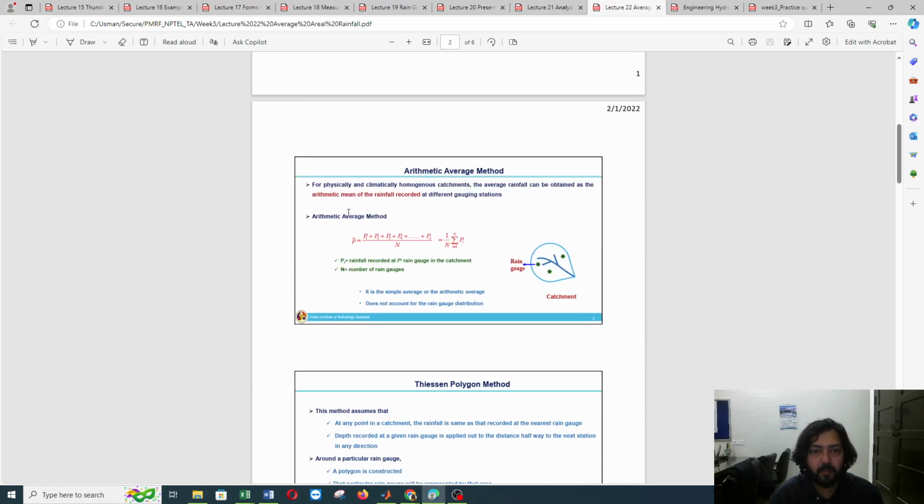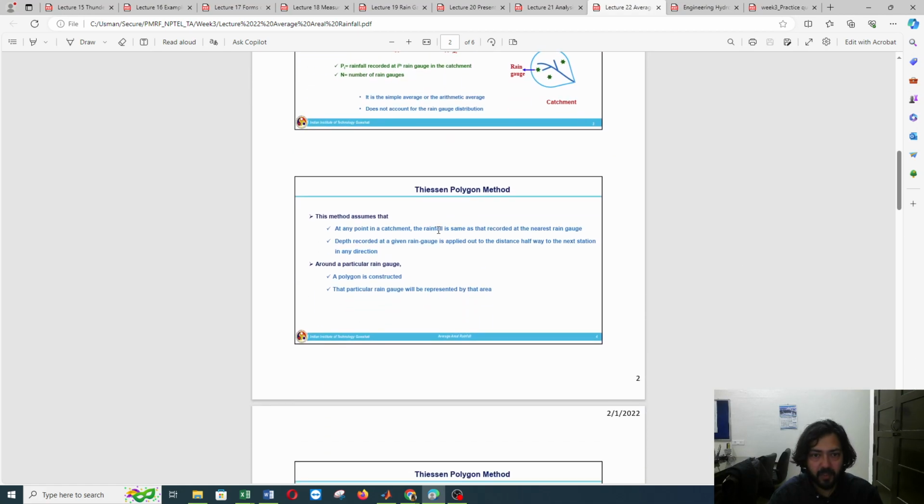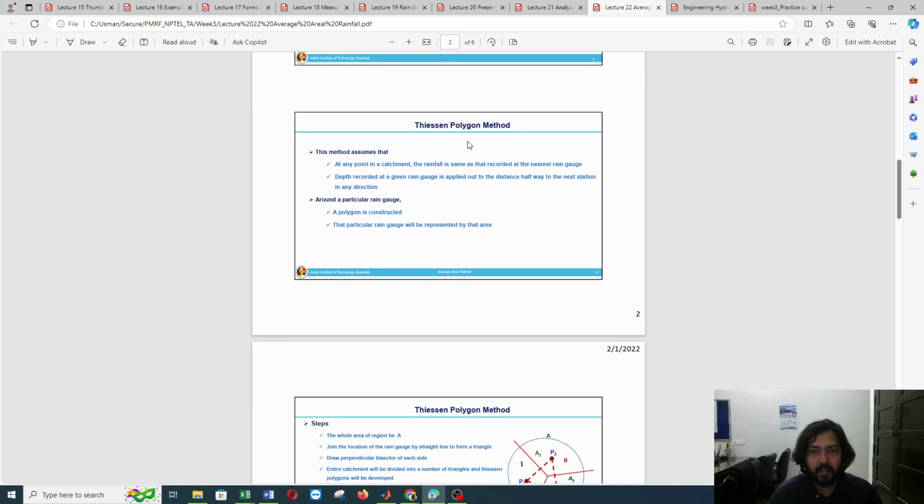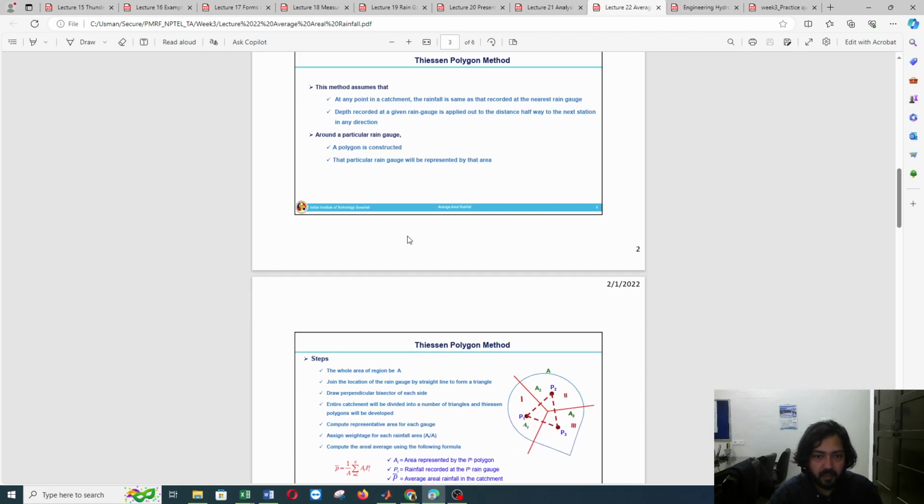So the first method is the simple arithmetic average. We know there are 8 gauge stations, so there are 8 values. We'll take the sum of that and divide by 8, which gives us the simple average method. There is nothing much to explain here. But the next method, which is important, is the Thiessen polygon method. There are some assumptions in this. The first assumption is that the rainfall is the same as that recorded at the nearest rain gauge. The next is that the depth recorded at a given rain gauge is applied out to half the distance to the next station in any direction. So these are the 2 assumptions.